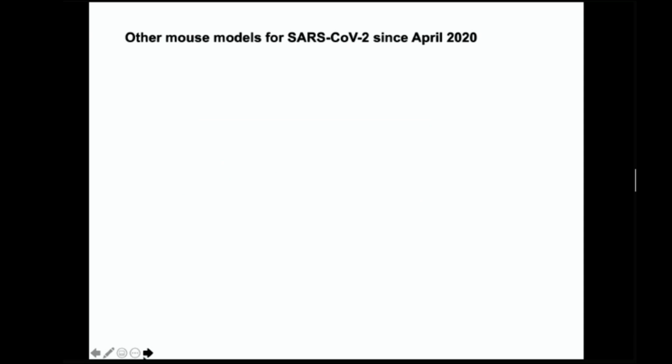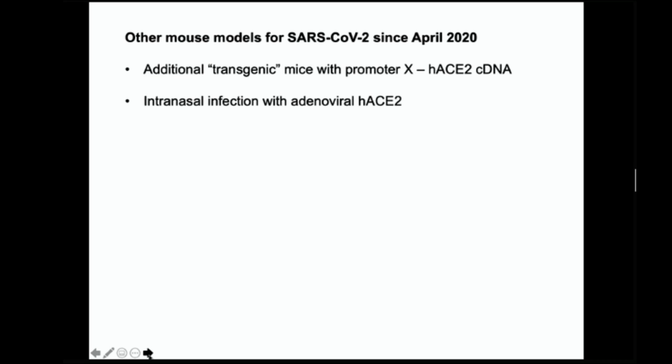So our initial premise was to generate this model. Obviously, thousands of other groups are also developing alternative ways to model SARS-CoV-2 infection in mouse models. There are lots of other classic transgenic mice using human ACE2 cDNAs that have been used. I would say they pretty much all have the same kind of defects as Mike outlined. There are models in which people use intranasal infection with an adenovirus expressing human ACE2. That's acute, and you can use pretty much any mouse strain you want and get this infection.